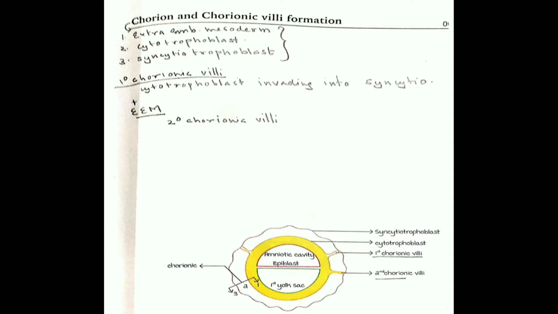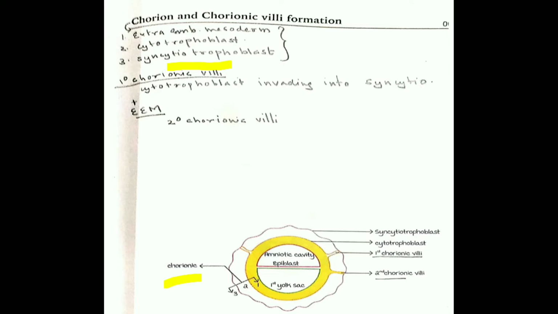So chorion is basically made up of three structures: extraembryonic mesoderm, the cytotrophoblast, and syncytial trophoblast. So these three components form the chorion, and the primary chorionic villi is formed when the cytotrophoblast invades into the syncytial trophoblast. Then we get the primary chorionic villi, and if the mesoderm core invades, like this extraembryonic mesoderm also gets inside the primary chorionic villi, then it is secondary chorionic villi formation.